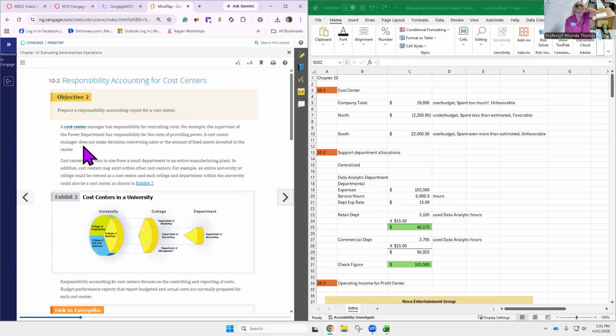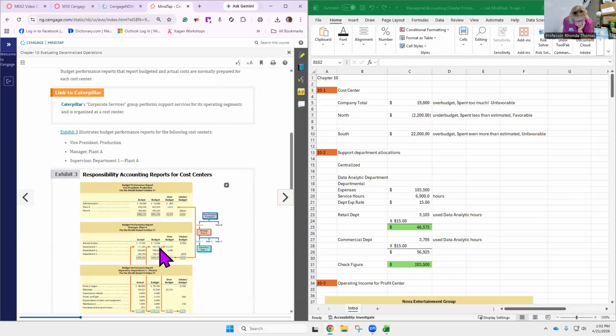So a cost center, we're going to identify what it is, and then we're going to work one problem that talks about a cost center. A cost center manager has responsibility for controlling costs. Cost centers may vary in size from a small department to an entire manufacturing plant. In addition, cost centers may exist within other cost centers. So they're giving you an example here of that.